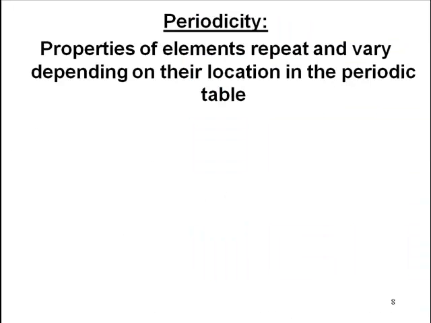Now, periodicity is a predicting of the pattern that you see as you go across the periodic table. The rows on the periodic table are called periods. So the reactivity or the chemical properties repeat as you go across each row.